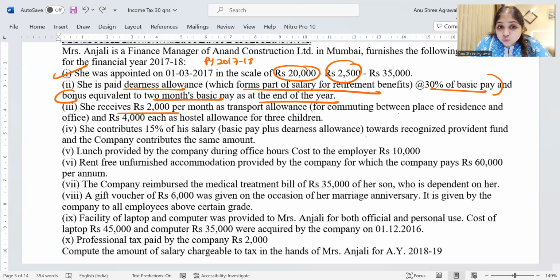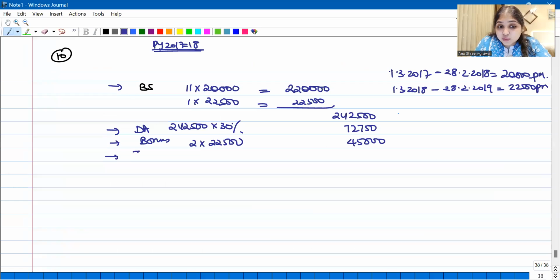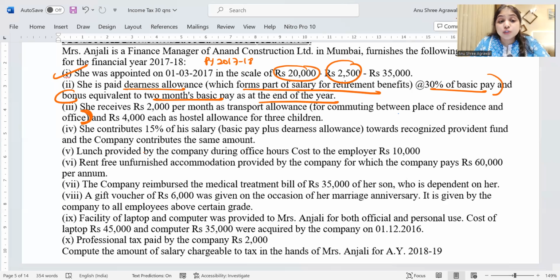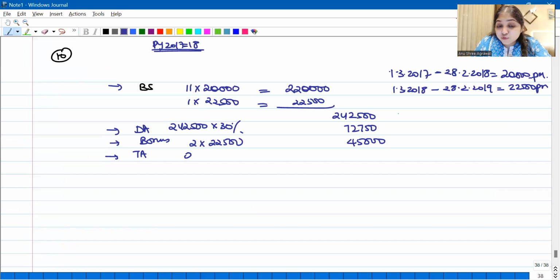Then she receives 2,000 per month as transport allowance for commuting between home to office and office to home. Transport allowance, you will get exemption only if you're blind, deaf, dumb, orthopedically handicapped employee. Here, nothing like that is given. Therefore, the transport allowance is going to be fully taxable. So 2000 into 12, that is 24,000. This is going to be fully taxable.